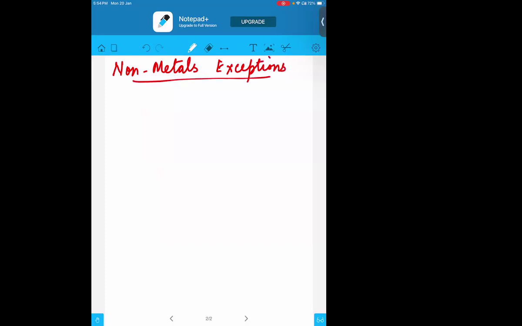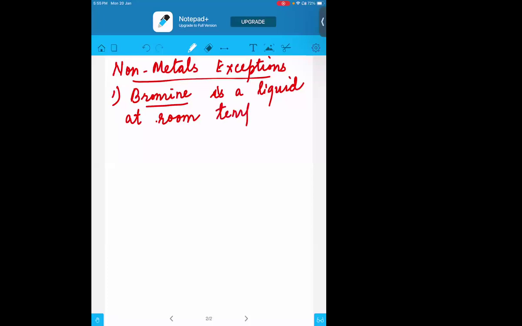So generally non-metals can exist in the form of solid, or they can be in the form of gas also. So either they can be solid or they can be gas. But the first exception is bromine. Bromine is a non-metal which is a liquid at room temperature. So generally the non-metal should be either solid or gas, but bromine is the non-metal which is liquid.